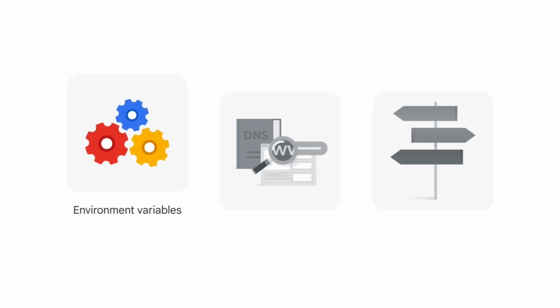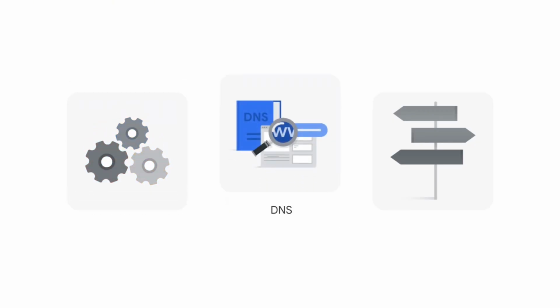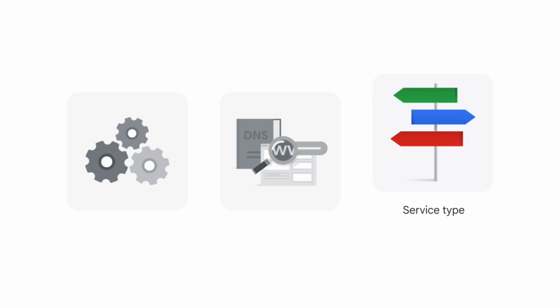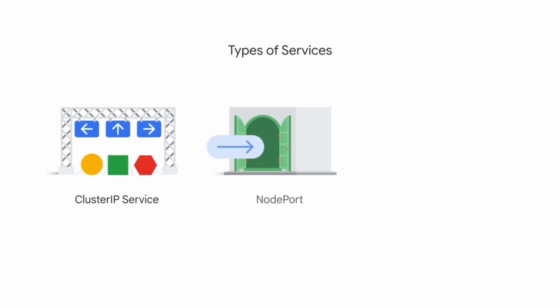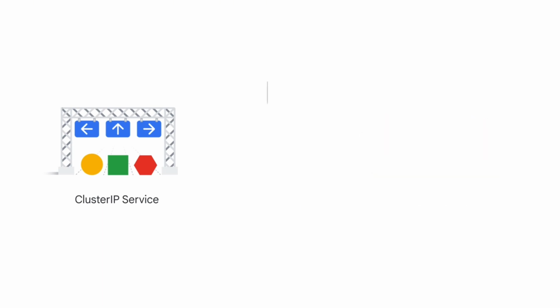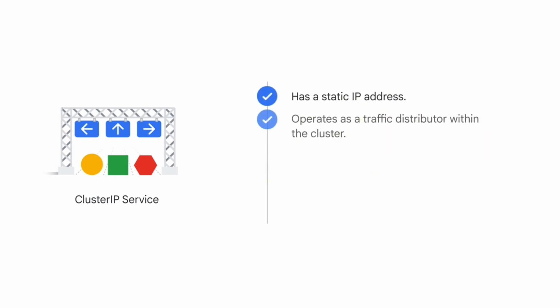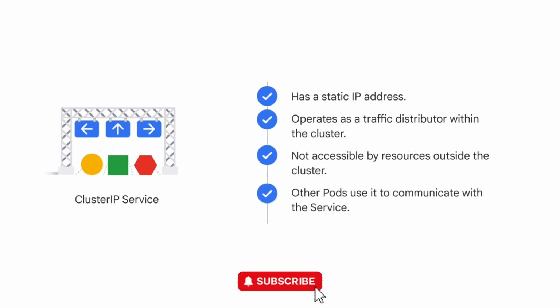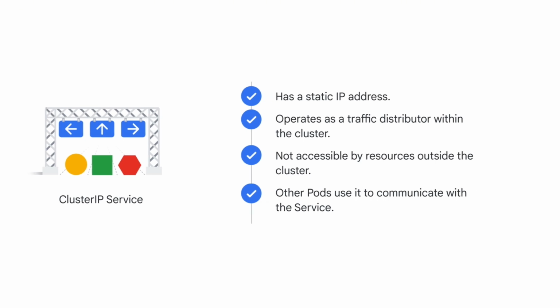In addition to using environmental variables and DNS to find a service in GKE, you can also find a service by changing the service type. There are three principal types of services: cluster IP, node port, and load balancer. A Kubernetes cluster IP service has a static IP address and operates as a traffic distributor within the cluster. Cluster IP services aren't accessible by resources outside the cluster. Other pods will use the cluster IP as their destination IP address when they communicate with the service.